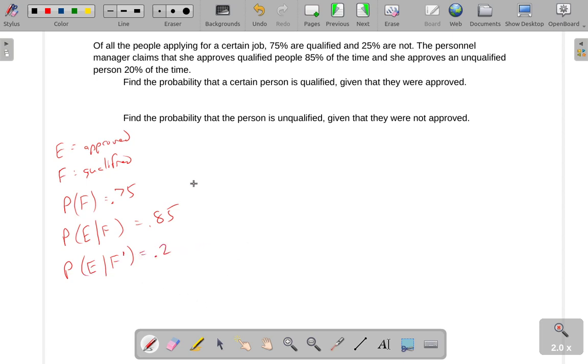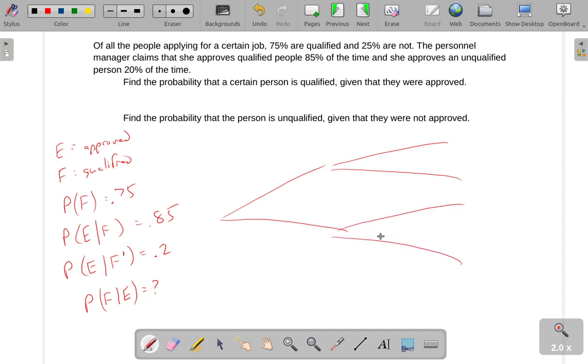We're trying to find the probability that a certain person is qualified given that they were approved, so the probability of F given E. That's what we're trying to find. You can see the conditional probabilities are swapped around, and this is how we know that we need to use Bayes' theorem. Each of these is just the event or its complement, so it's a pretty standard looking tree. The first branch starts with F. The probability of F is 0.75. The probability of F complement is 0.25.